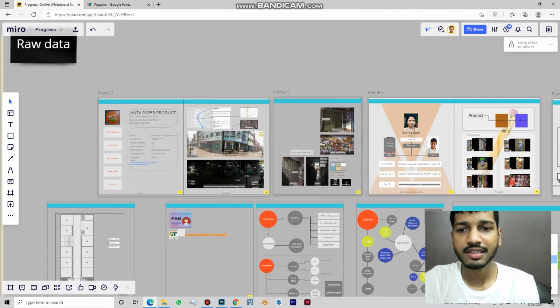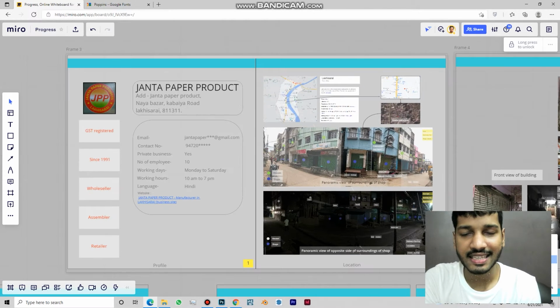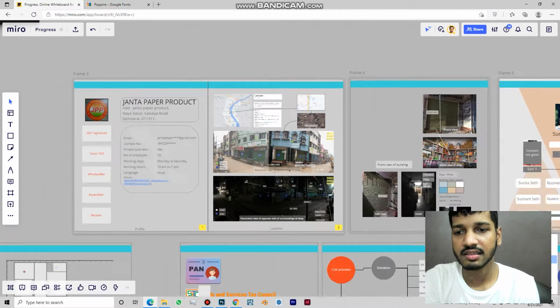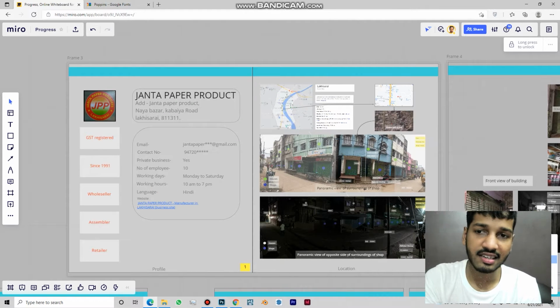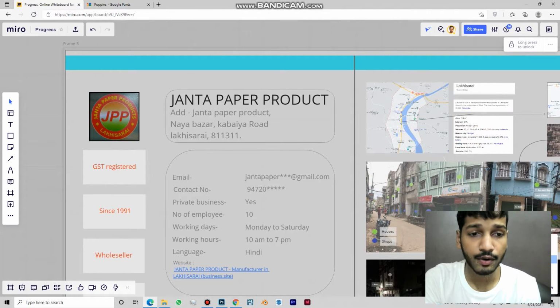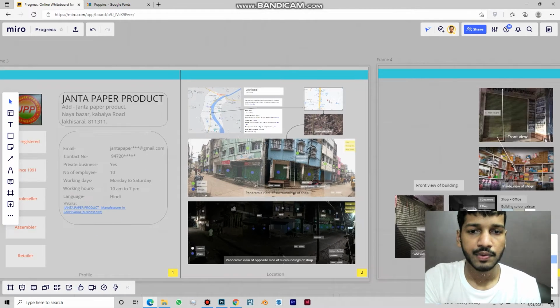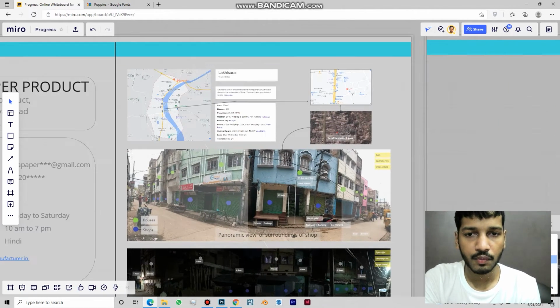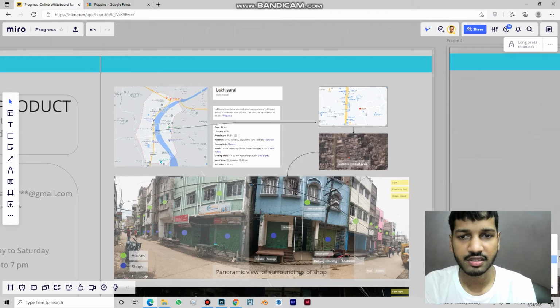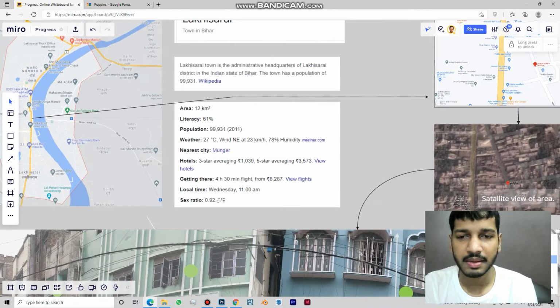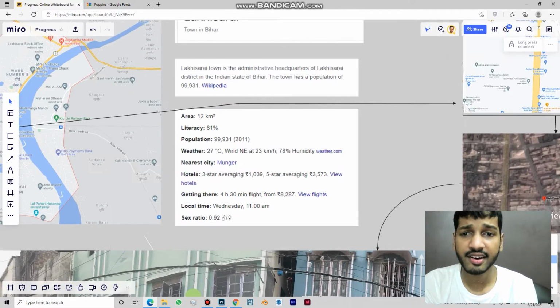The business that was selected was Janta People product. The initial details like email address, what I could get from their website, like their wholesaler, retailer, their most current logo, what they do use. According to the map, I got this location. The main town of the district is Lakhisra, and the town is Lakhisra as well. It has the basic detail of what I could get from the internet about the area, literacy data. But the census was from 2011. There was no data at the current time.